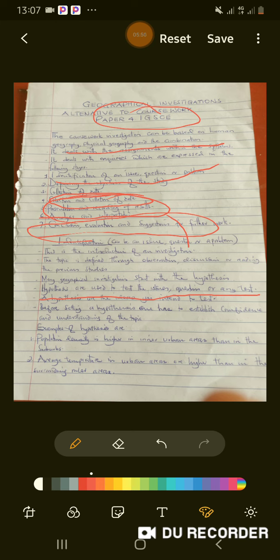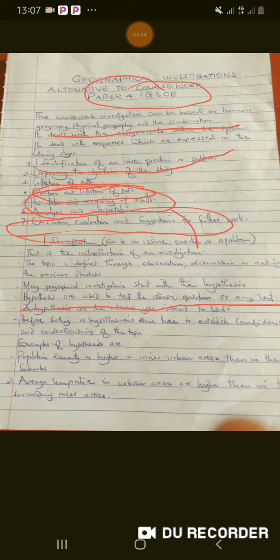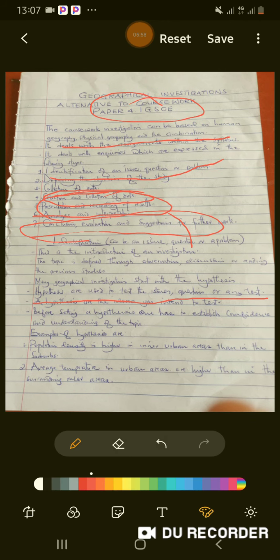Now, as you are setting the hypothesis, for example, we have a question, an issue, a problem, a suggestion which you need to identify. Before setting a hypothesis, one has to establish confidence and understanding of the topic. The thing you're investigating, please understand it. Please establish confidence in that.